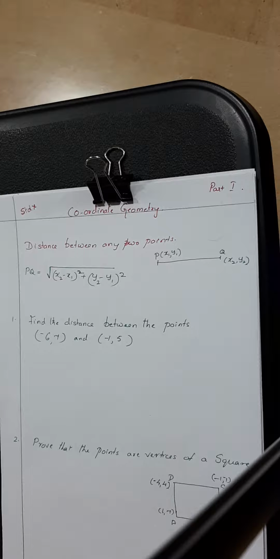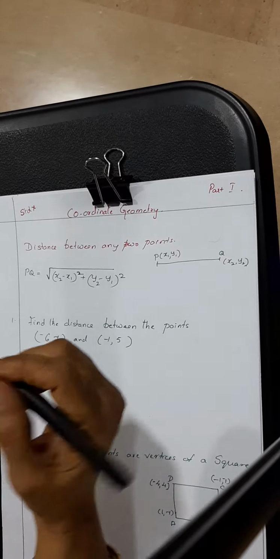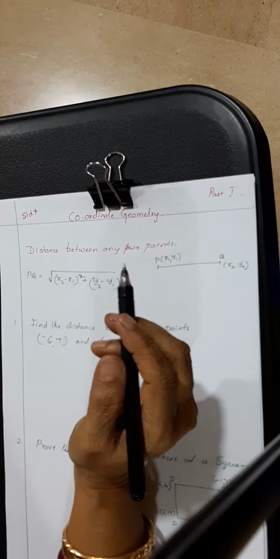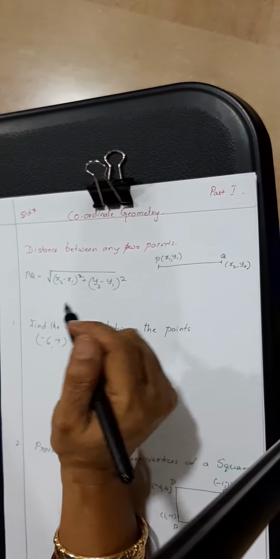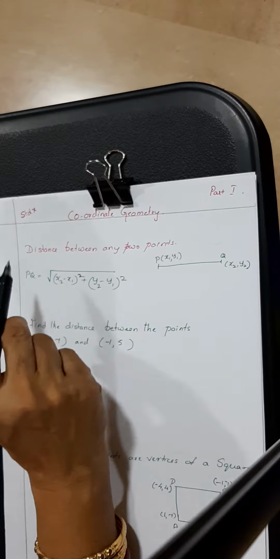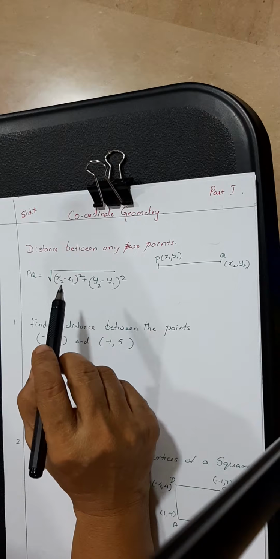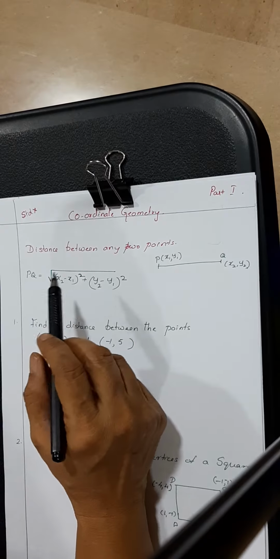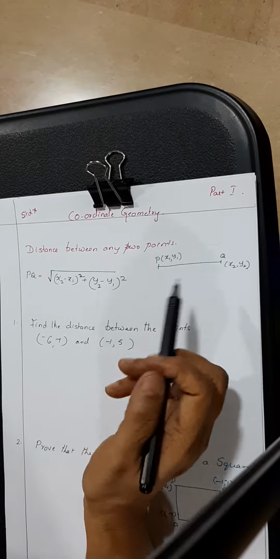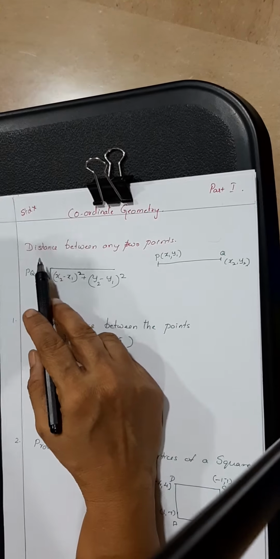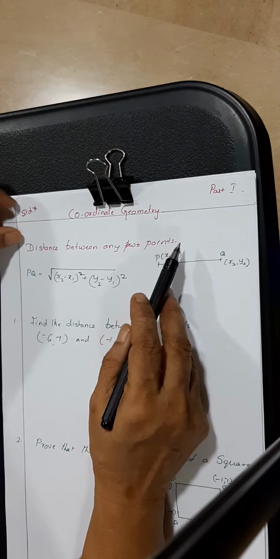The chapter is coordinate geometry for standard 10 and this is part 1. So you are aware of plotting the points, coordinates in a Cartesian plane. Now here we are going to find the distance. The first part of this chapter is finding the distance between any two points.